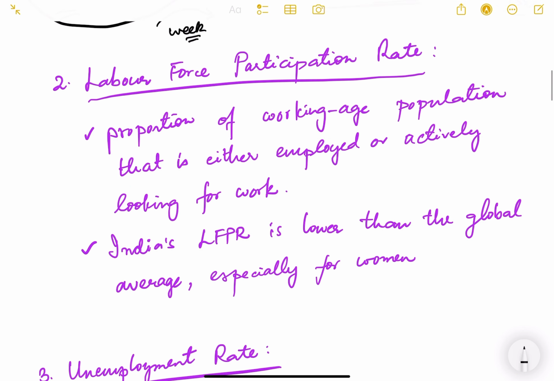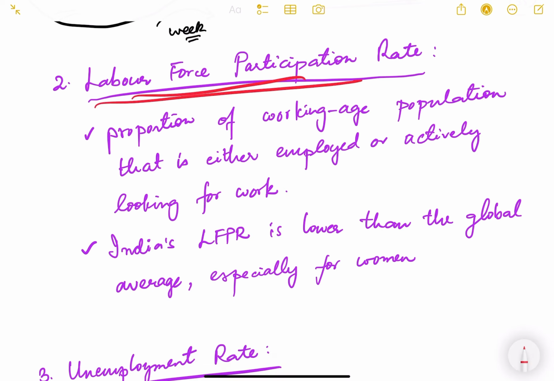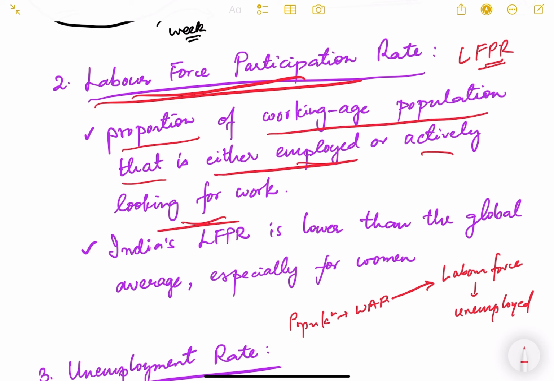The second measure that we have to see in unemployment is the labor force participation rate, LFPR. This is also very, very important. In the previous video, I already explained the meaning of labor force. We have seen the difference between population, working age population, labor force, and out of labor force, employed and unemployed. Labor force participation rate is basically the proportion of working age population that is either employed or actively looking for work.